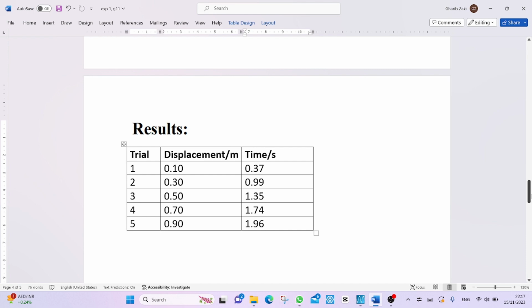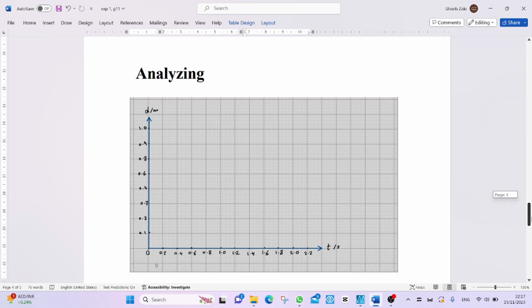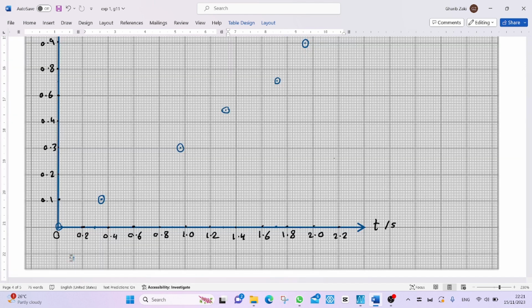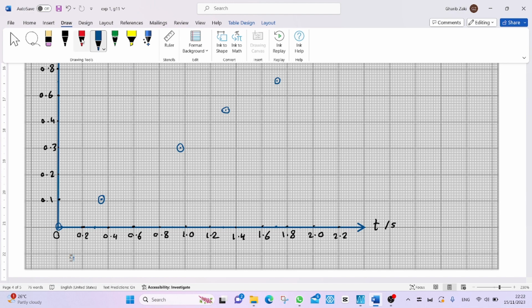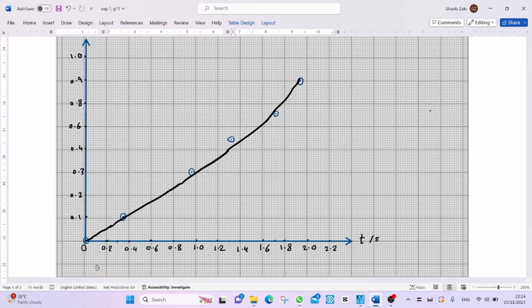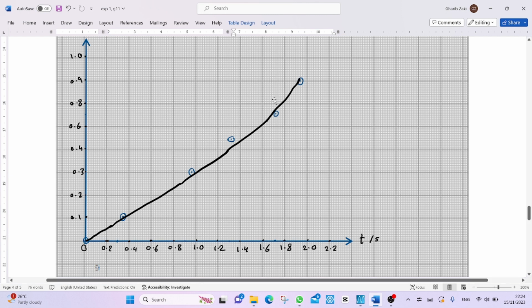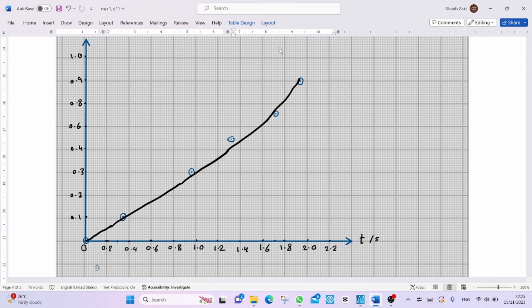We draw the displacement time graph. Those are the points. Now we draw a curve that passes in between most of the points. It is a curve. So this is the curve that represents the displacement time graph. Describe the motion: because it is not a straight line, it is non-uniform velocity.